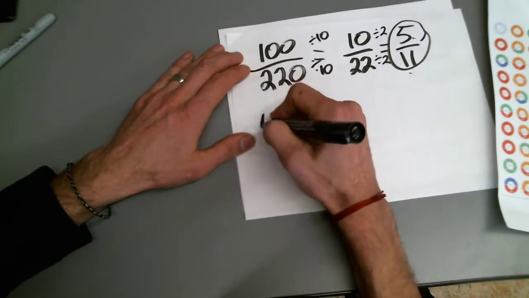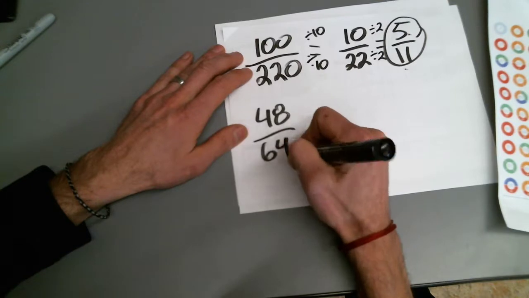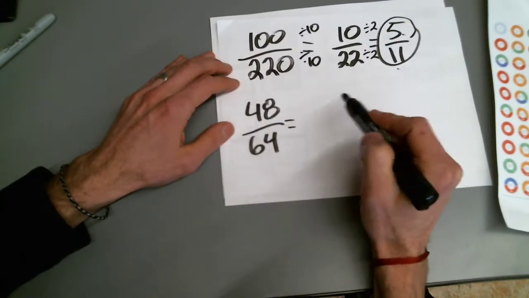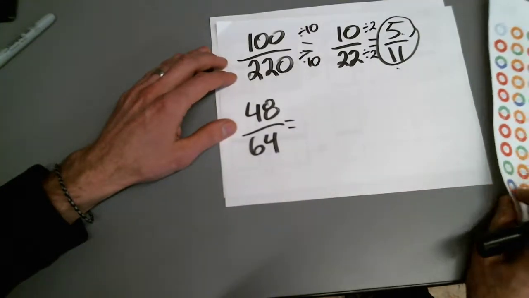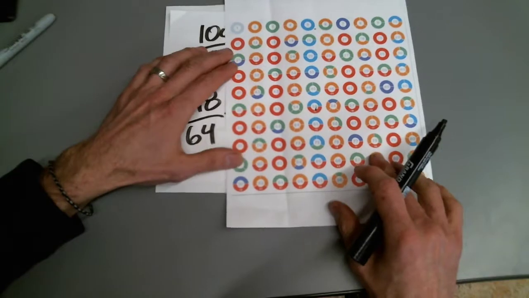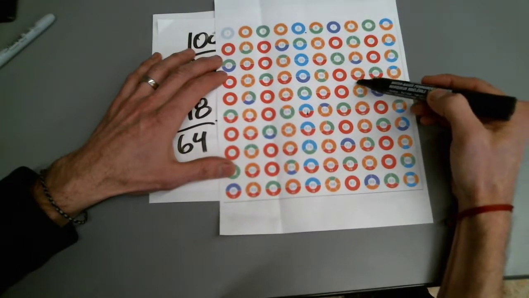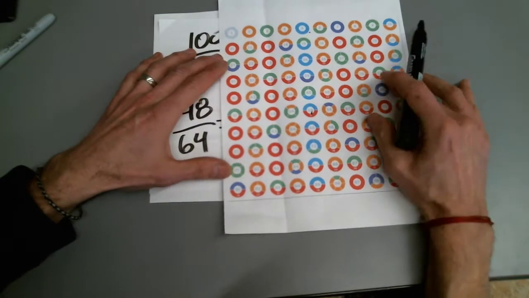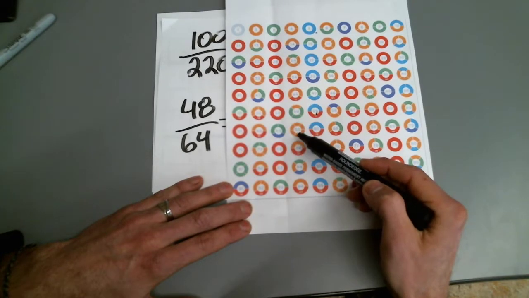That's fun. Let's try 48 divided by 64. Now, you can start going divide by 2, divide by 2, divide by 2, divide by 2, until you get the smallest number possible. But because we started using this, let's take a look, just for kicks. 48. I have yellow, yellow, yellow, yellow, green. That's 2, 2, 2, 2, 3. My other number is 64. I have 2, 2, 2, 2, 2, 2.